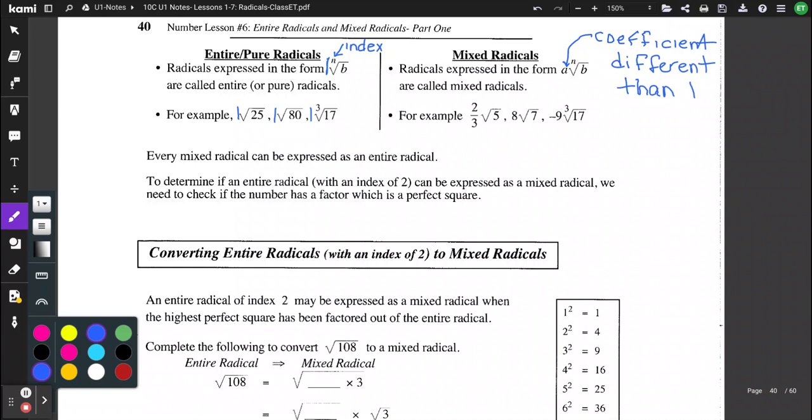Okay, so it's anything different than a 1. It could be a -2, it could be a +4. So it could even be a fraction. You're going to notice they've got fractions out front. You've got negatives out front sometimes. That's totally okay.